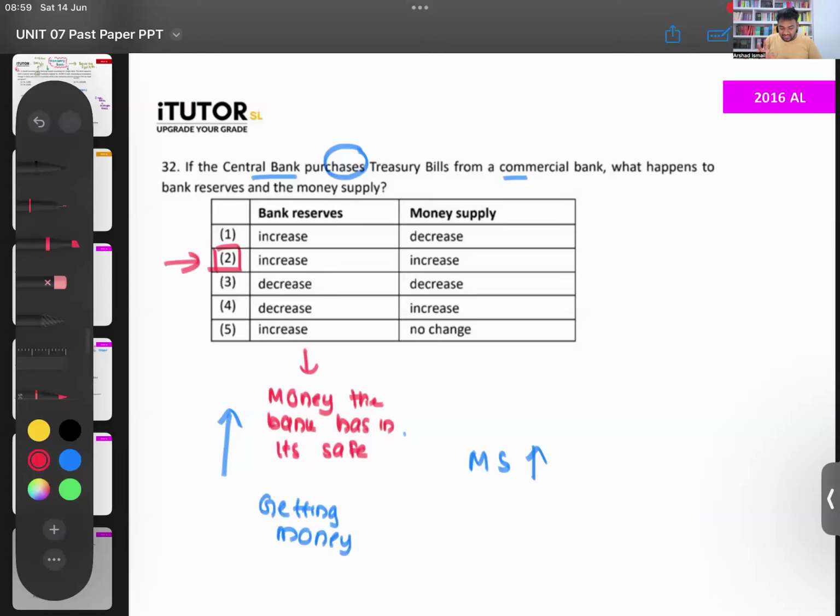Now, what if they say the central bank sells treasury bills? If they sell treasury bills, that means commercial banks, with the money that they have, have to buy, then they have to pay. So the money goes down. Then you can't give much loans. Your money supply can start going down. So think of the opposite as well, always, when doing questions.